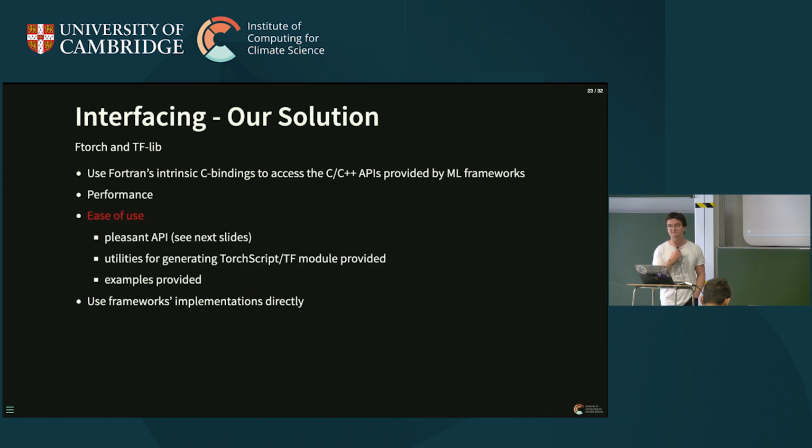The ease of use aspect: there are 2 types of efficiency. There's the efficiency of the neural net on the computer, but there's also the efficiency of the person writing the code, spending time developing the code. To aid with this, we've got quite a nice, pleasant API that I'll go through shortly, a number of utilities to support developers with implementing this, and a number of examples.